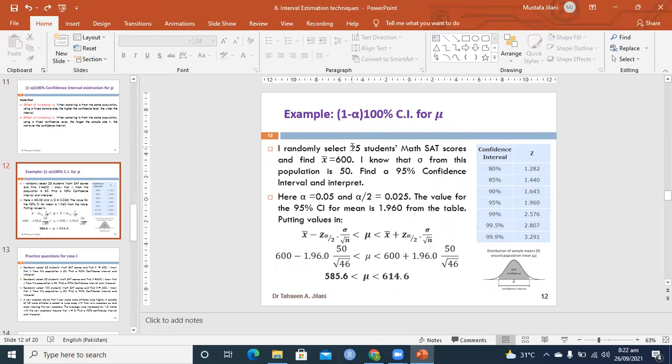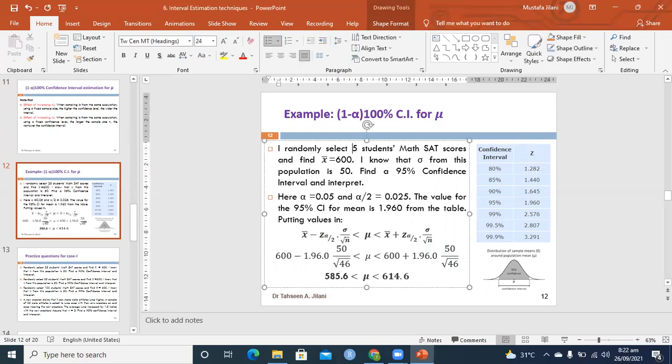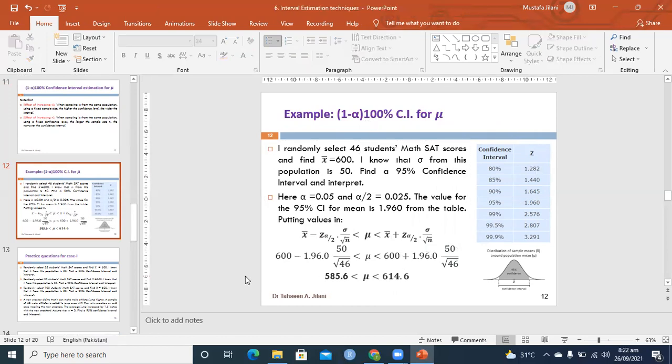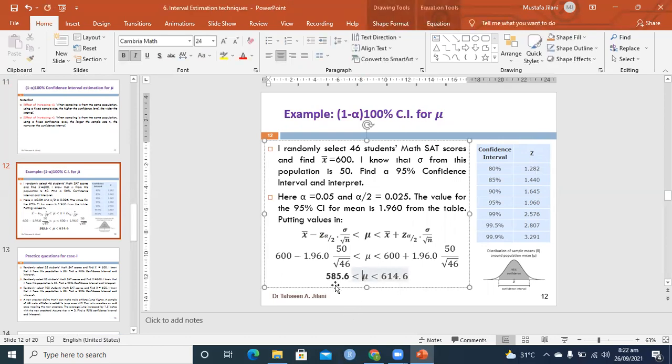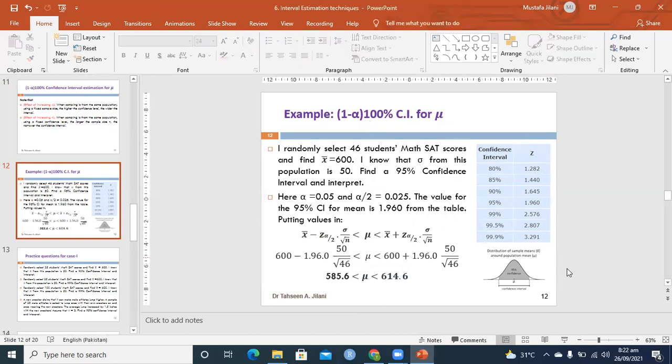Where is it? My fault. It is not 40 for 25. Suppose it is 46 students. And based on that value, mean minus this quantity and mean plus this quantity, it produced that for the sample of 46 students, we are 95% assured or confident that the population mean lies between 585.6 to 614.6. And we can represent this as a normal distribution with lower limit here 585.6 and upper limit here as 614.6. So this is case number 1.